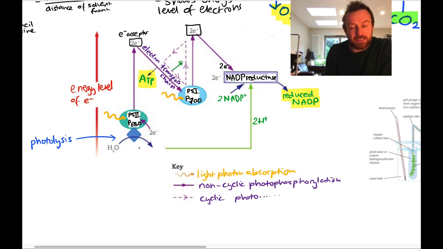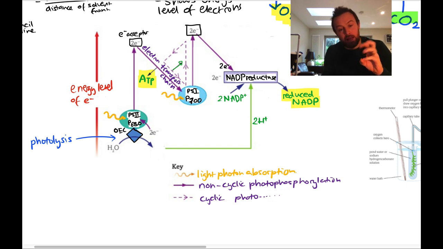And this is going a little bit beyond the syllabus here, but this little extra blue thing down here is called the OEC, the oxygen evolving complex, and it's a special enzyme that can split water. And actually what happens, to go even further, is when two electrons are excited and leave photosystem two, photosystem two takes electrons from the oxygen-evolving complex.